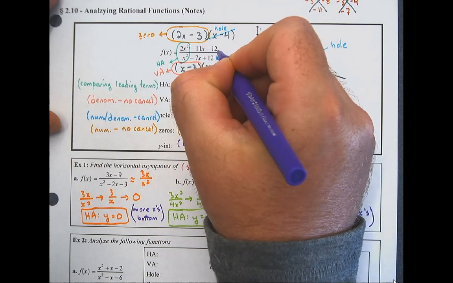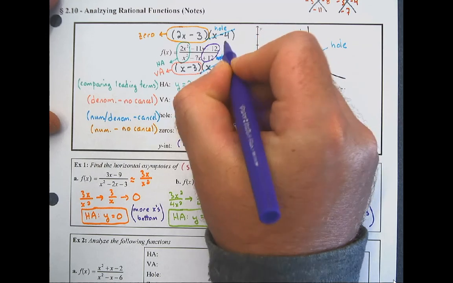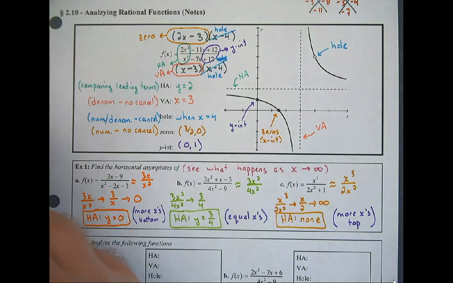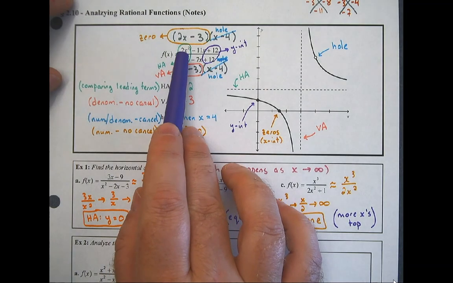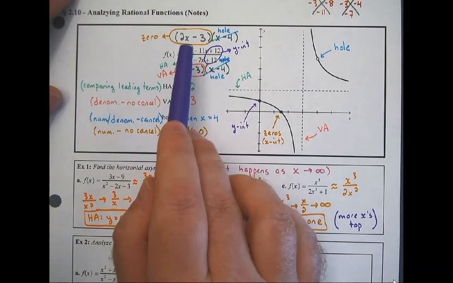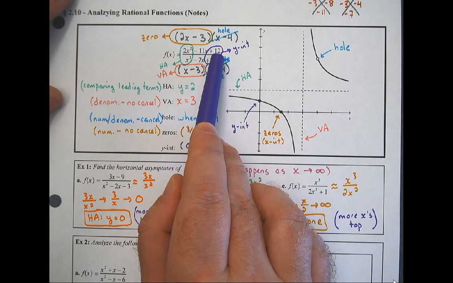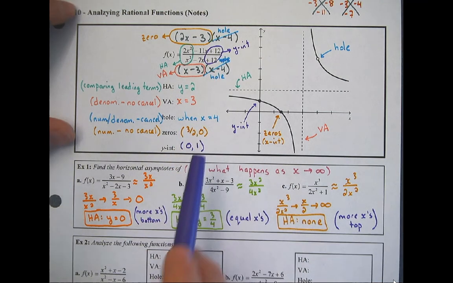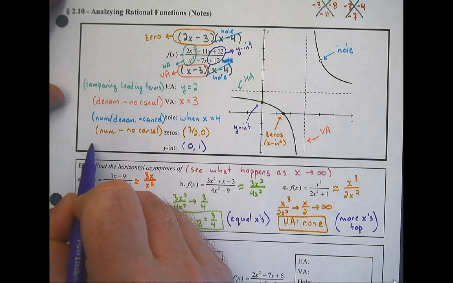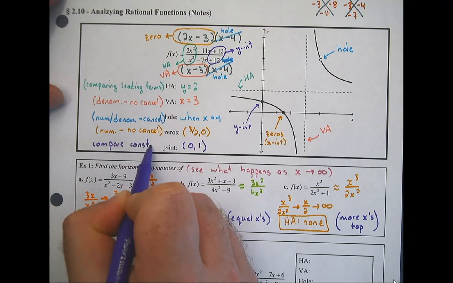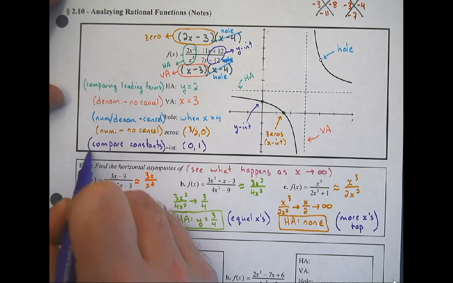And then last but not least, our y-intercept. Our y-intercept can be found by plugging in 0 for x. So if I put a 0 in, remember all y-intercepts have a 0 for their x. So if I make this 0 and I make this 0, what am I left with? 12. If I make this 0 and I make this 0, what am I left with? 12. And what's 12 divided by 12? That's where our 1 comes in. So I can compare constants, we call those. Constants are any terms that don't have x's.